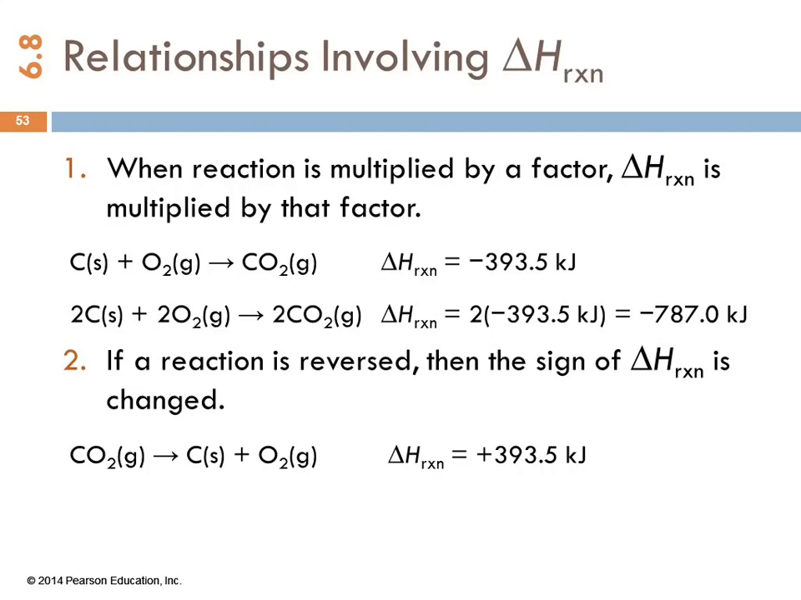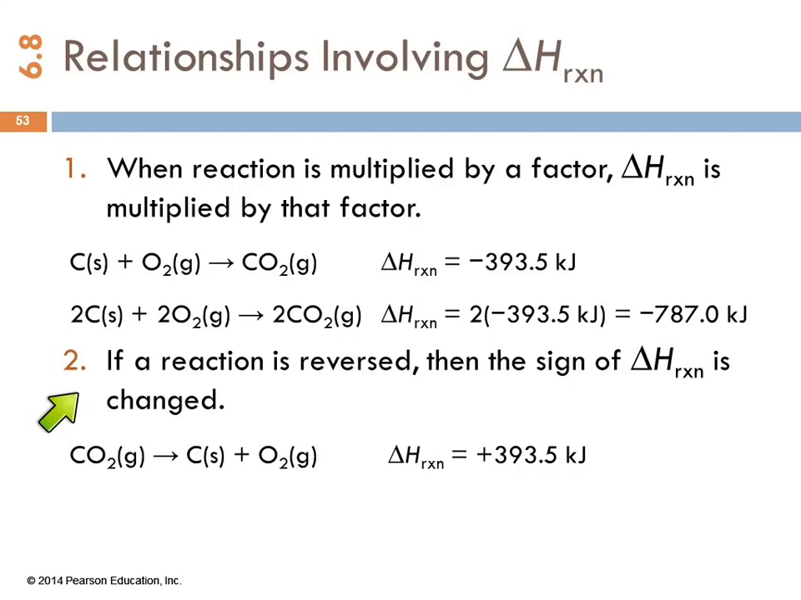Relationships involving delta H. So if we multiply the reaction by a factor, say we take this simple equation and we multiply everything by 2, we double it. Then we have to double the heat, the enthalpy, because if we're using twice as much reactant, we're going to get twice as much energy.